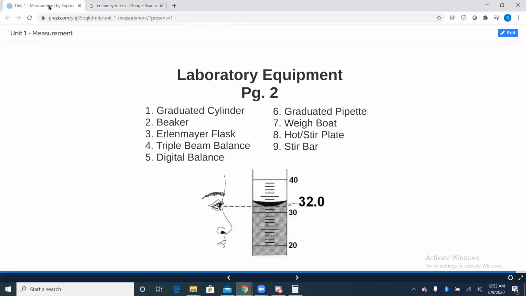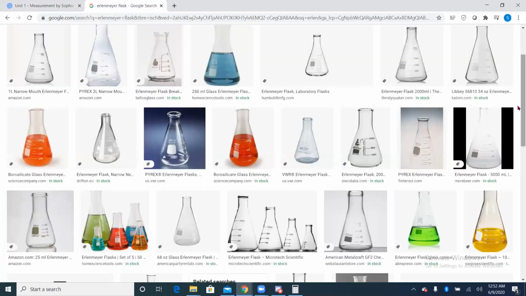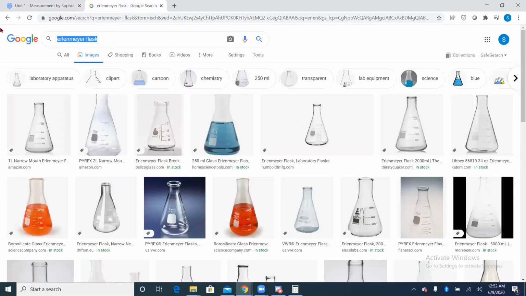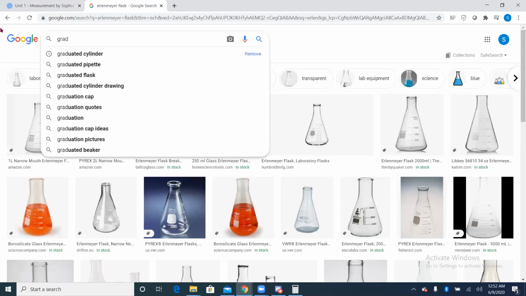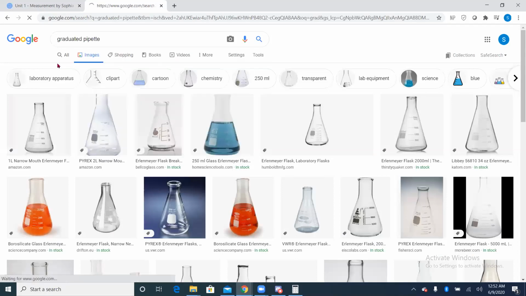Part of the other PowerPoint has a video link for using the triple beam balance and the digital balance, so I'm not going to go over those at this point. The weigh boat should also be discussed with that. And you don't really need to worry about a stir plate or hot plate because you aren't going to be working in the lab. The graduated pipette, however, might come up on some questions just because it'll assume you know what it is.